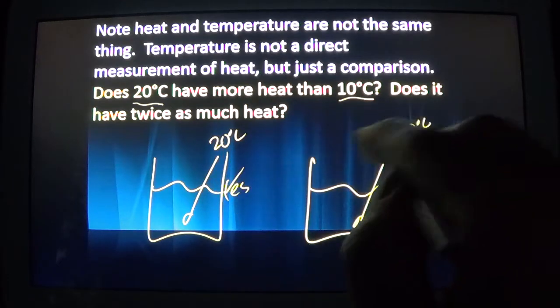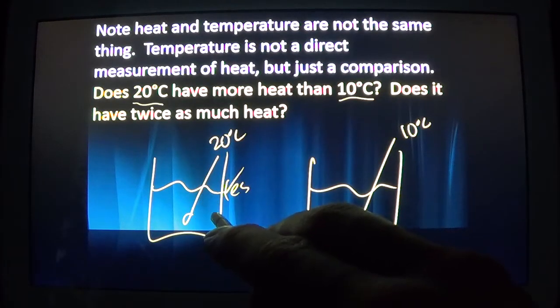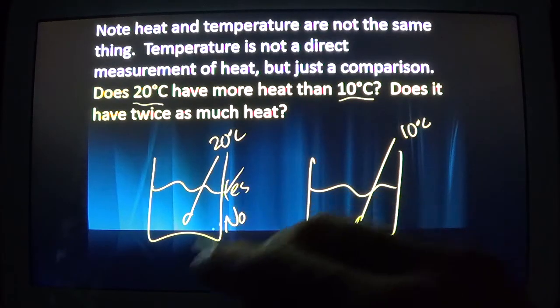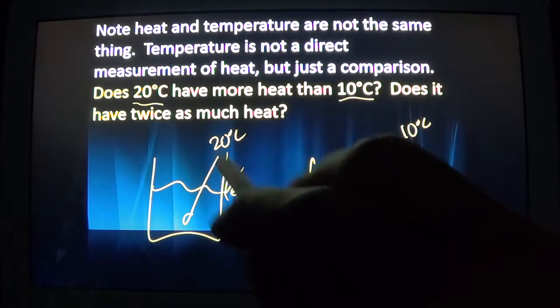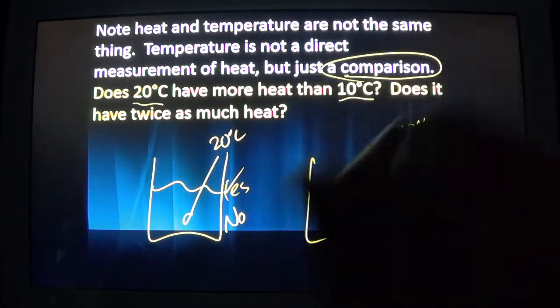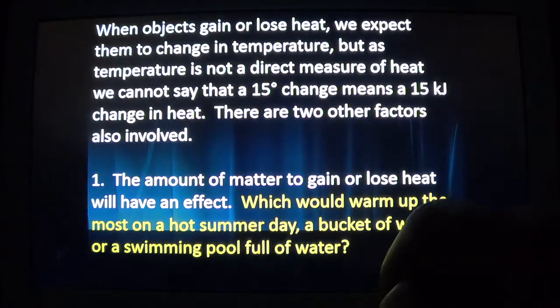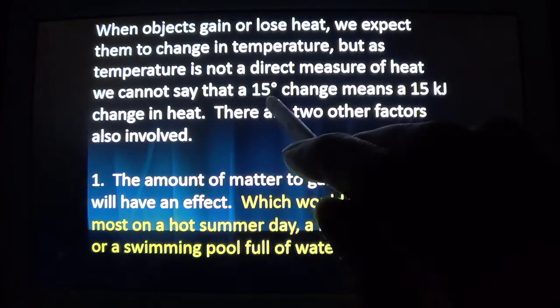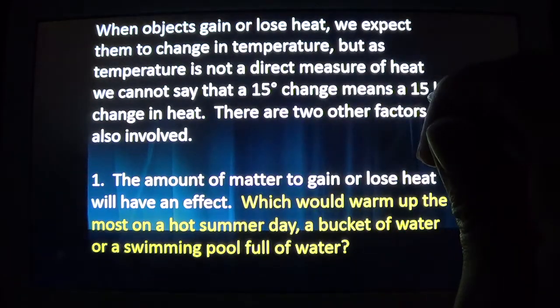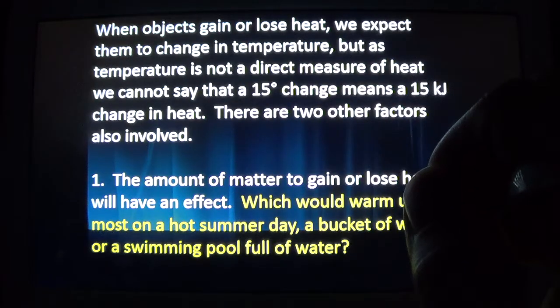Does it have, according to the numbers, twice as much heat energy as that? No, it will not. All right, so don't consider temperature to be a direct measurement. It is a comparative measurement. Please be very careful about that. Okay, so when objects gain or lose heat, we expect a change in temperature. But because temperature is not a direct measure of heat, I can't say that a 15-degree change meant that there's a 15 kilojoule change in heat or anything like that.